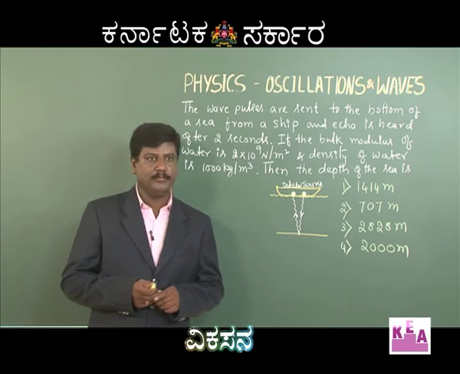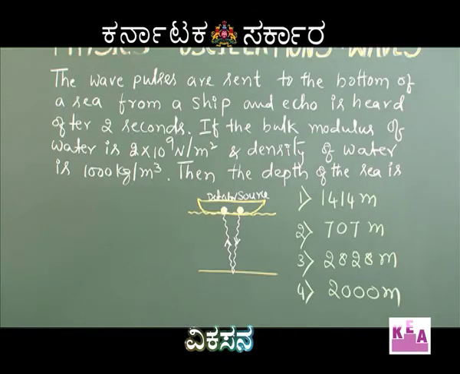Okay, let us read the problem. Wave pulses are sent to the bottom of the sea from a ship and an echo is heard after 2 seconds. If the bulk modulus of water is 2 into 10 to the power of 9 Newton per meter square and density of the water is 1000 kg per meter cube, then the depth of the sea is: option 1, 1414 meter, option 2, 707 meter, option 3, 2828 meter, option 4, 2000 meter.